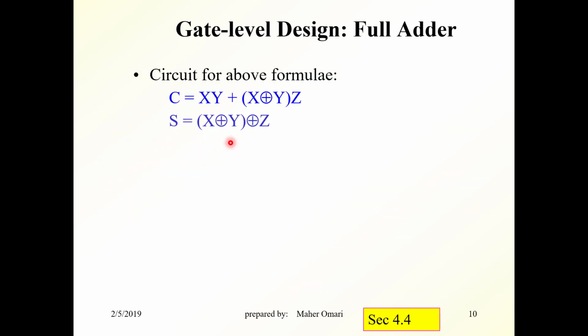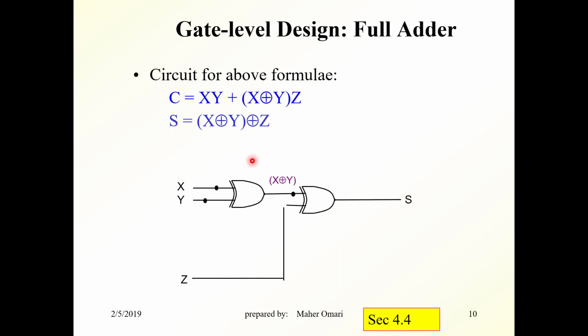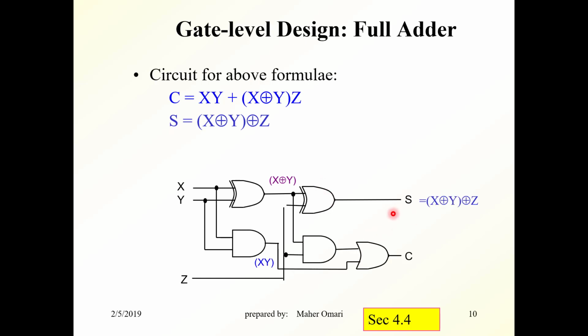Okay, now we draw the circuit. We draw the circuit as this. This here is S, 2 exclusive ORs. This is XY exclusive OR with Z. All right, and this is S. This here is C, the output. You will notice that these are actually 2 half adders. This is the first half adder connected to the other half adder.